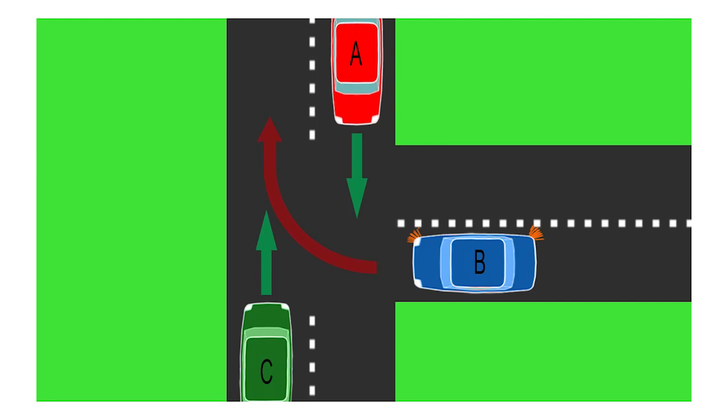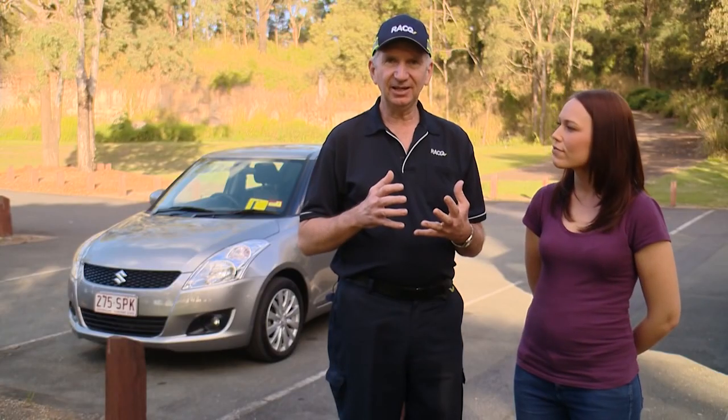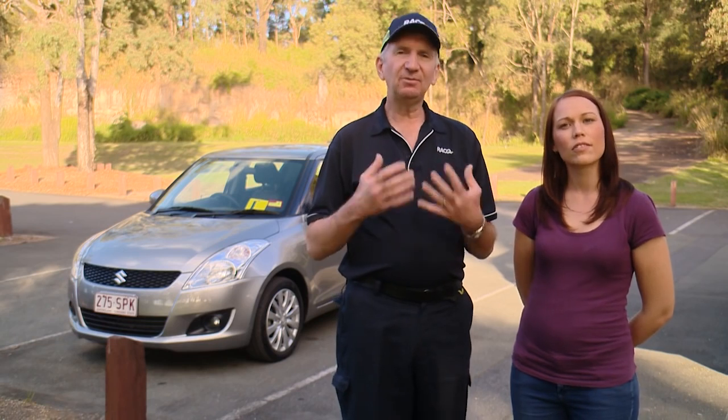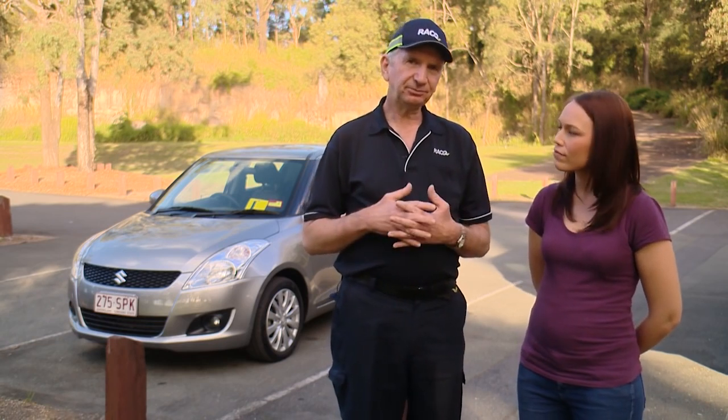If you're driving on a road that ends in a T intersection, you must give way to all vehicles on the continuing road. And naturally, if you come to a stop sign or give way sign, you must give way to all other vehicles as well.